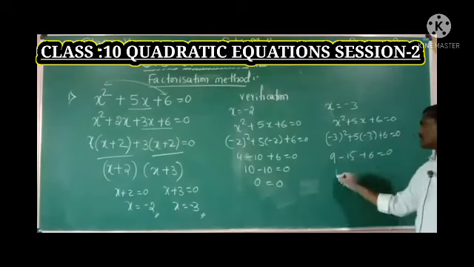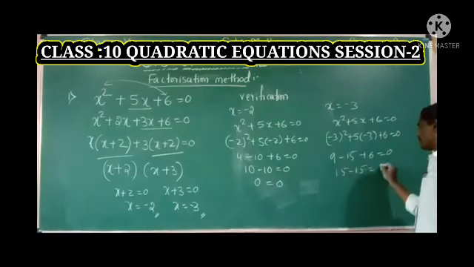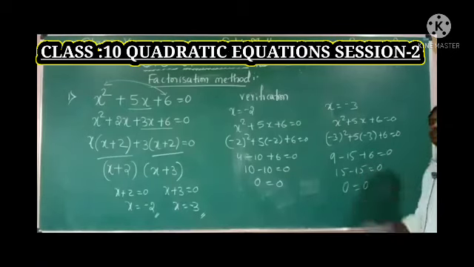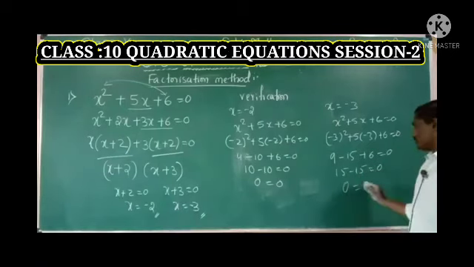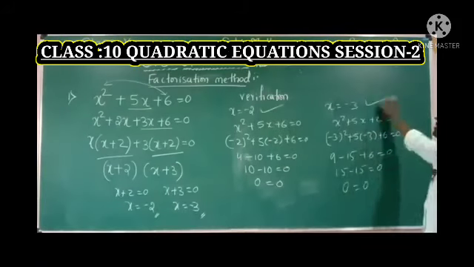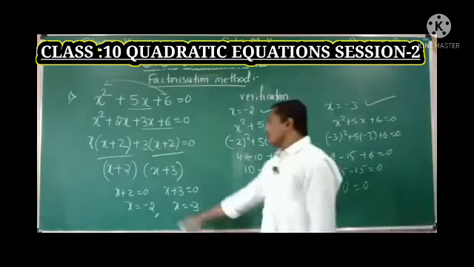9 plus 6 is 15, minus 15 is equal to 0. 15 minus 15 is 0, which is equal to 0, right? LHS is equal to RHS. So x is equal to minus 2 and x is equal to minus 3 are the two roots.